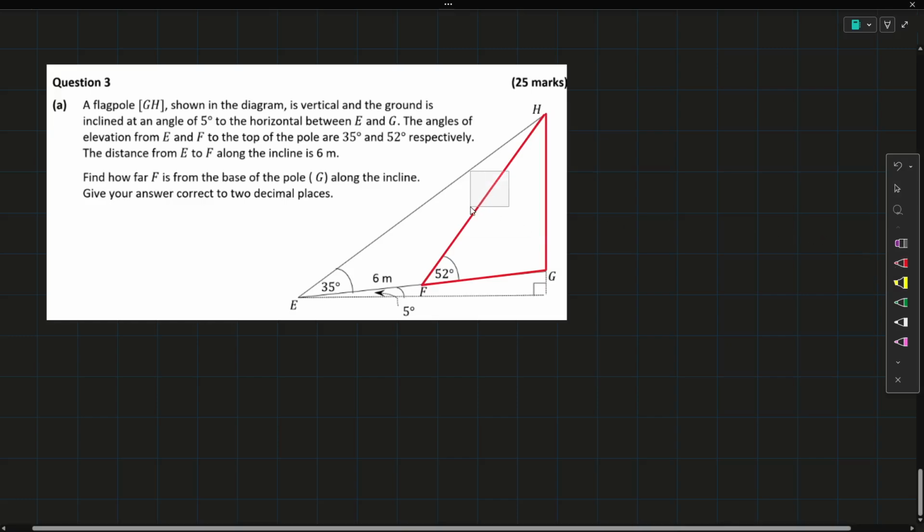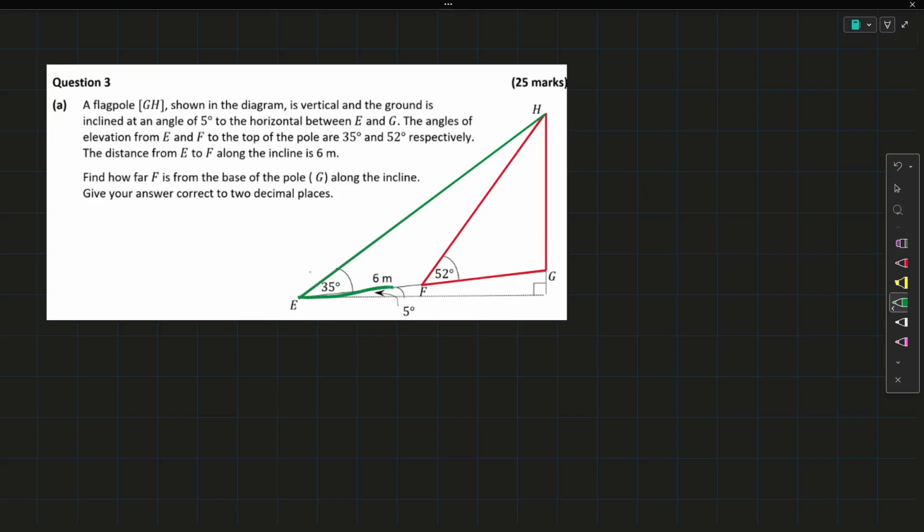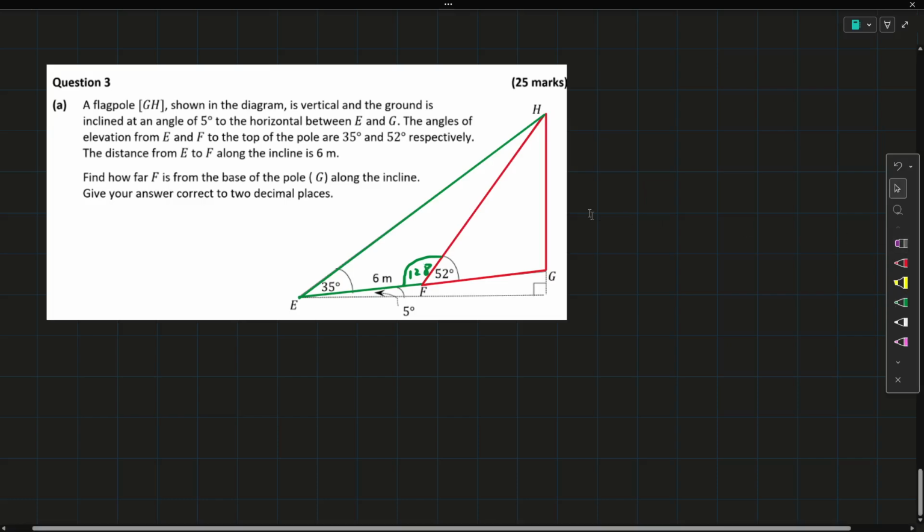This red side here might be nice to work out because we already know this triangle, which I'll show in green, or at least part of it. The reason this one's going to be nice to work with is because we can figure out this angle here. It's going to be 180 minus 52, so this angle here is going to be 128. In order to find this red side, we already know the angle opposite the red side, which is this 35, so that's nice.